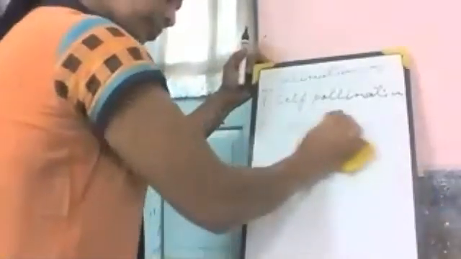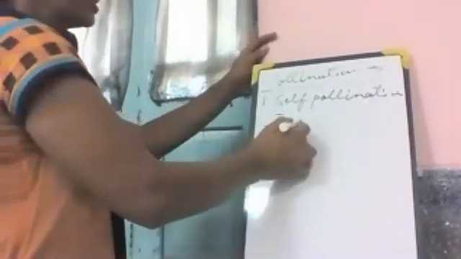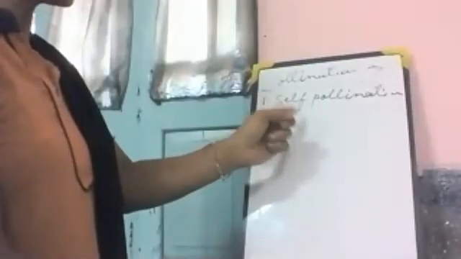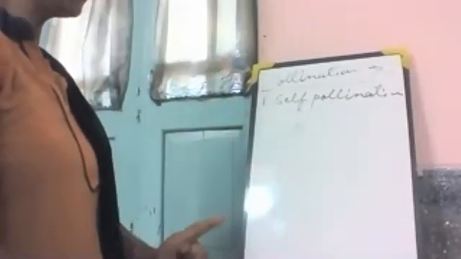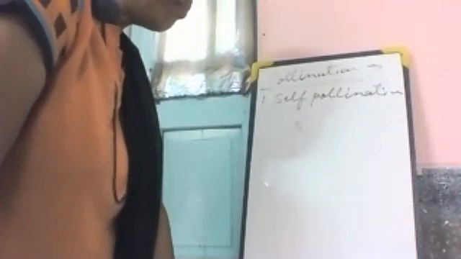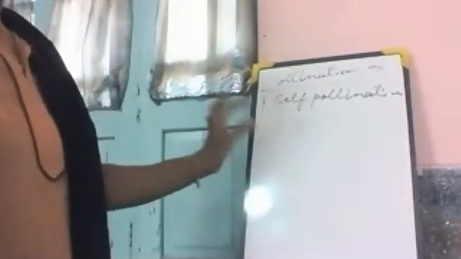When pollen grains are transferred from the anther of a flower to the stigma of the same flower or another flower borne on the same plant, it is called self-pollination. The process is called self-pollination, and this type of pollination occurs in the pea flower.